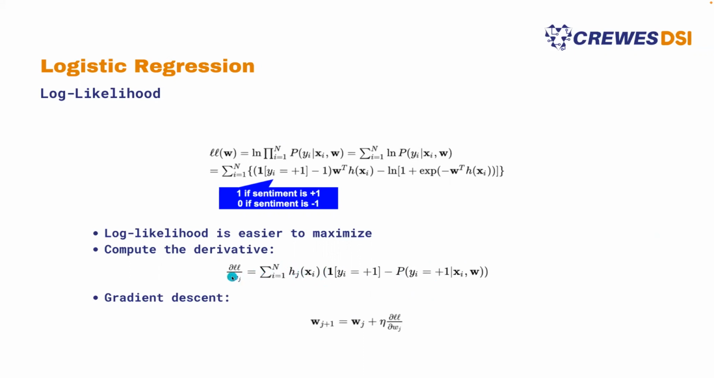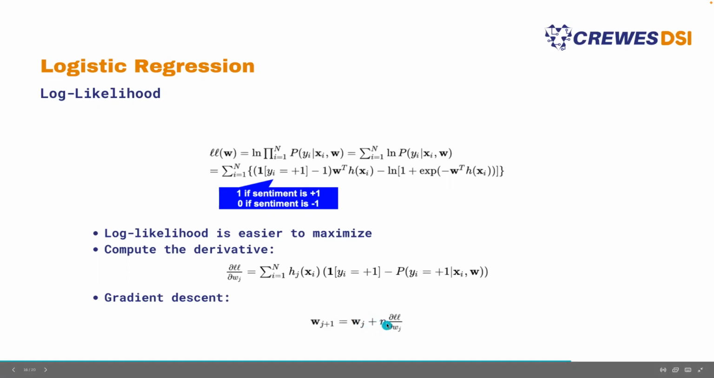And we are going to be updating those weights by using a gradient descent methodology. This derivative is also called a gradient. So we're just going to take the current value of our weight and add a step size, or step length, multiplied by the gradient.